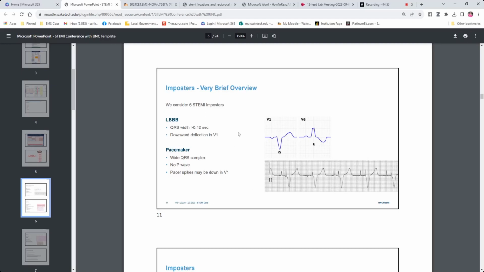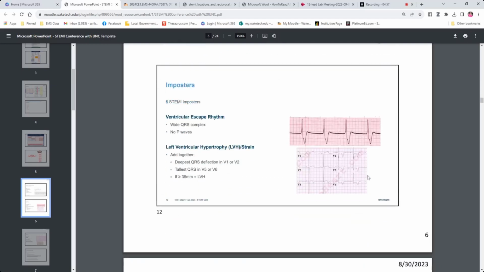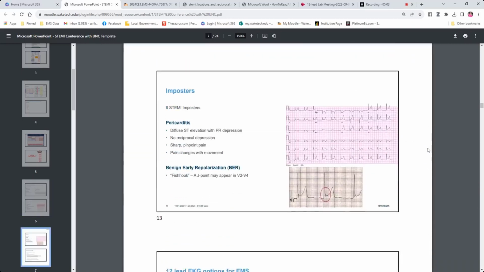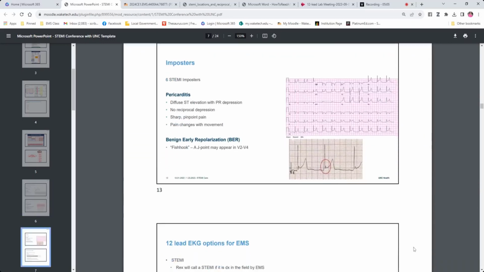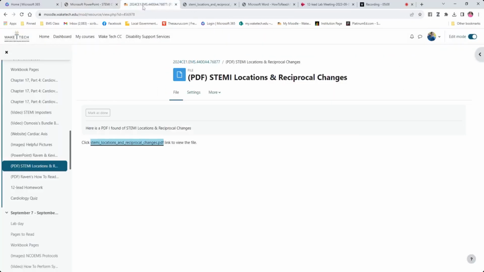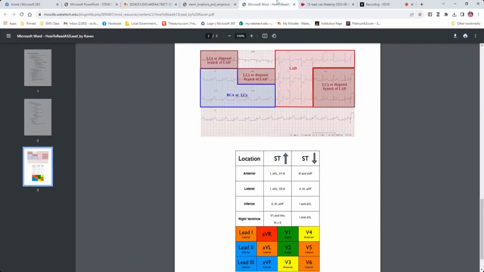STEMI imposters are things that look like STEMIs but aren't actually STEMIs because they're being altered by something else electrically in the heart. Or even like pericarditis, which is an infection. So that's how you're going to read a 12 lead.